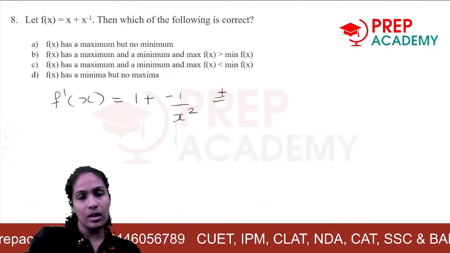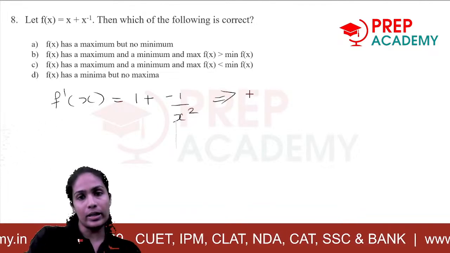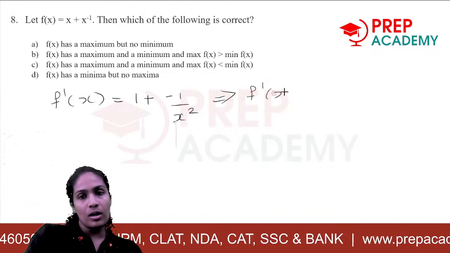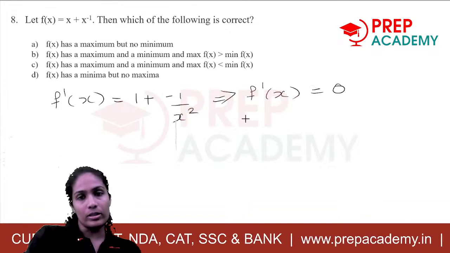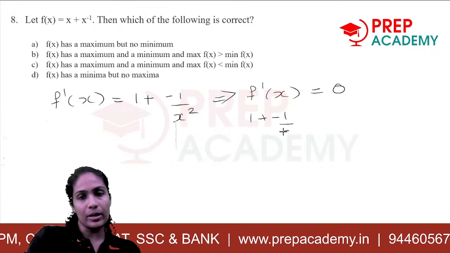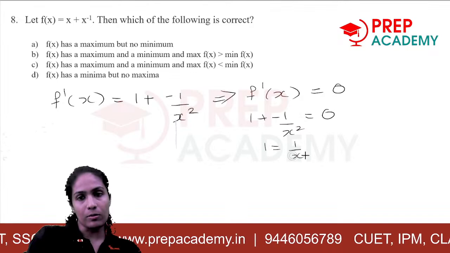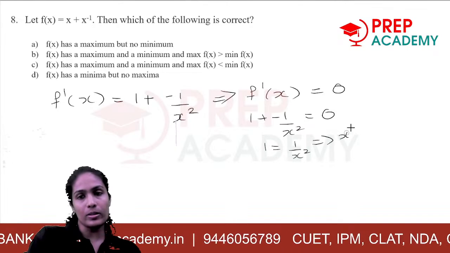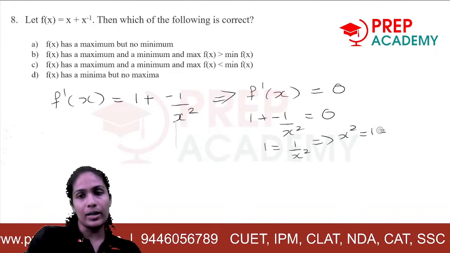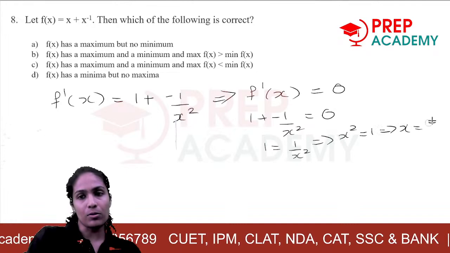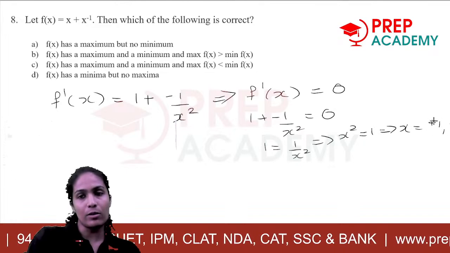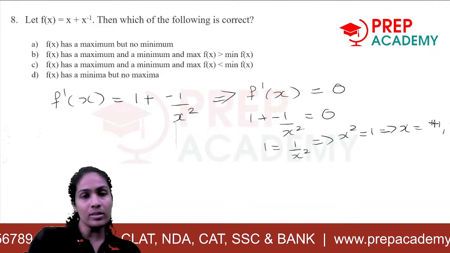Next step is to find the critical points. To find the critical points, substitute f'(x) equal to 0. That is 1 plus minus 1 by x square is equal to 0. So 1 is equal to 1 by x square, which implies x square is equal to 1, which implies x is equal to plus or minus 1. So x takes the values plus 1 and minus 1.